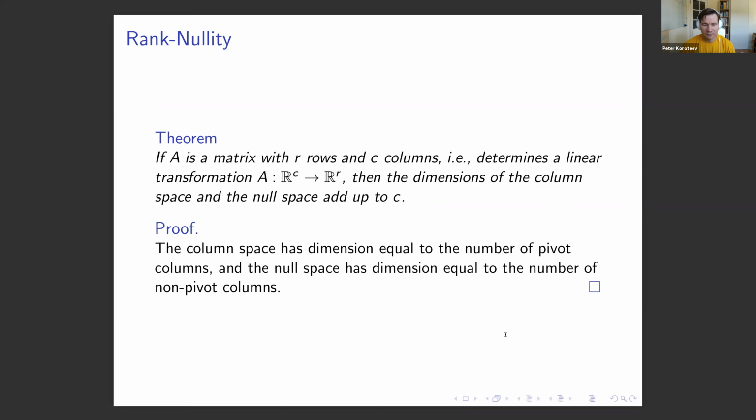As we know from the echelon form of this matrix, the column space has dimension equal to the number of pivot columns, and the null space has dimension equal to the number of non-pivot columns. So we just add them together, and you get C.